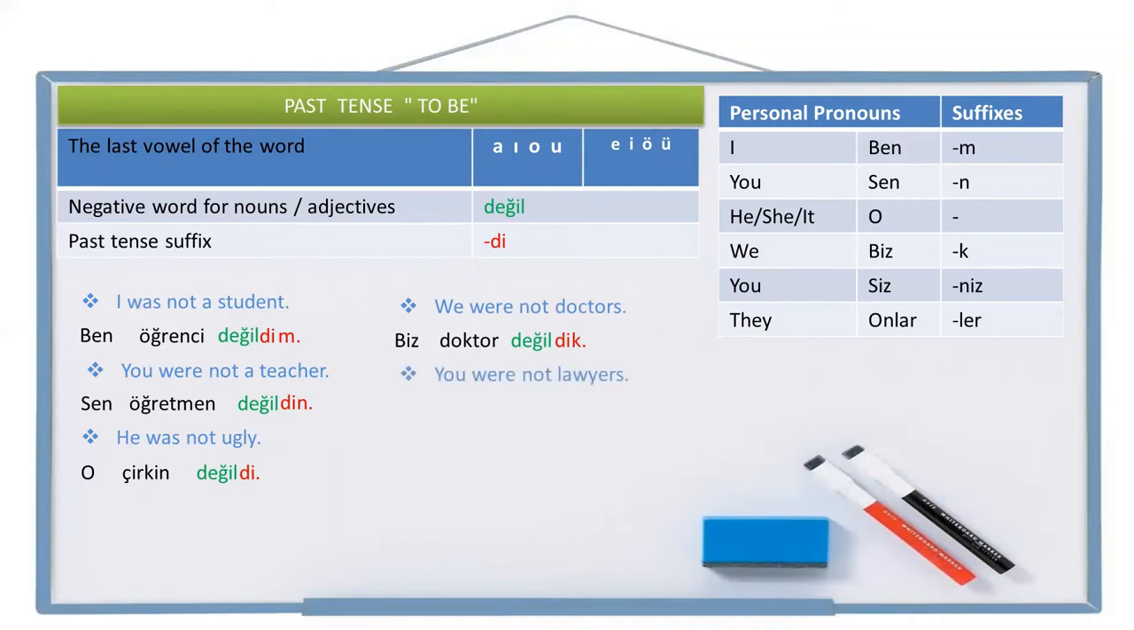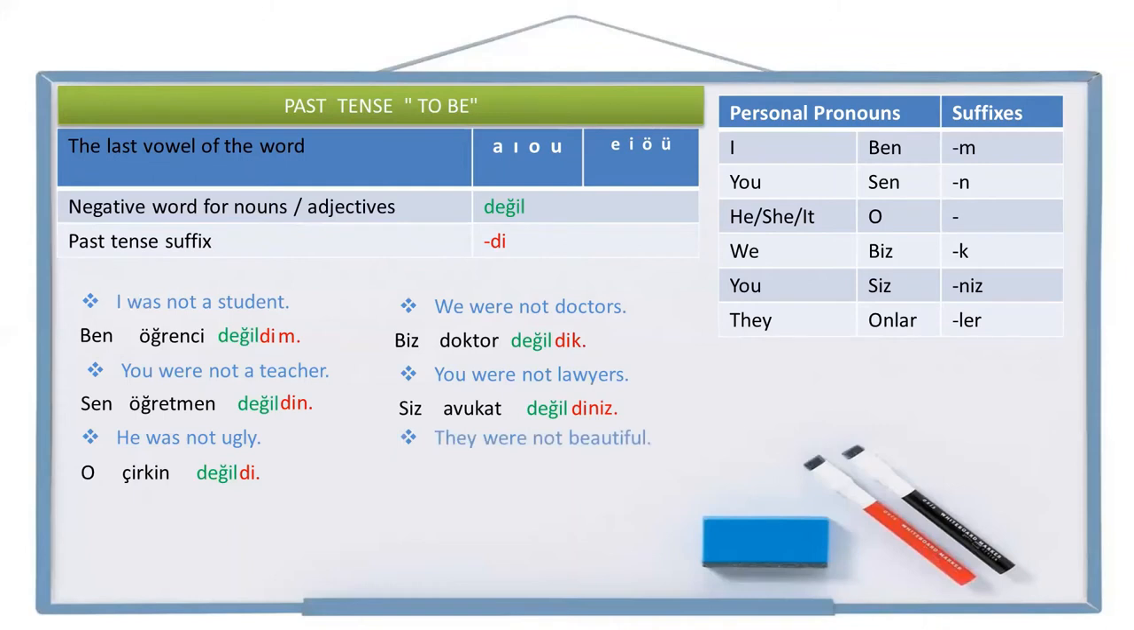Another example. You were not lawyers. That's right. The person pronoun you plural. Siz. Lawyer. Avukat. Not lawyer. Avukat değil. Were not lawyer. Avukat değildi. The person pronoun suffix to the end. Siz avukat değildiniz. You were not lawyers.